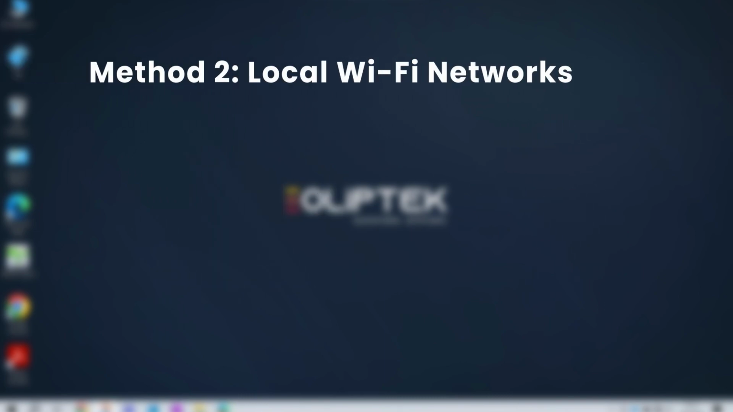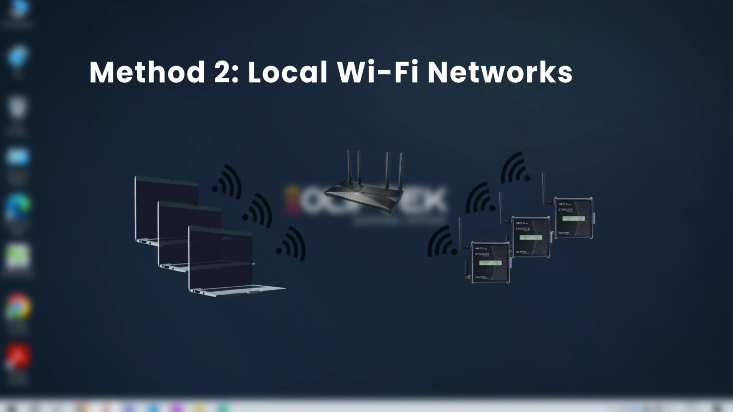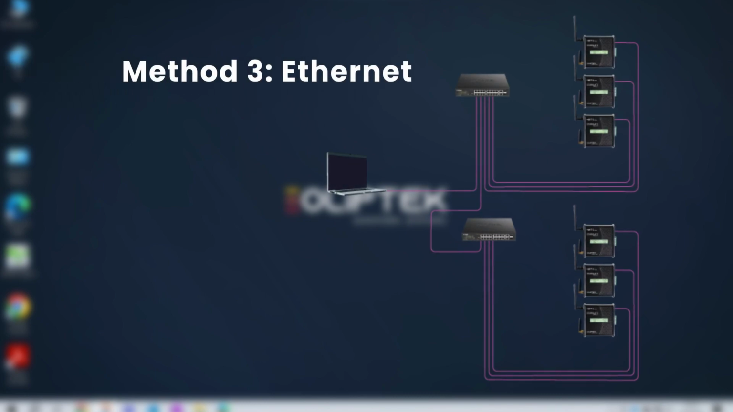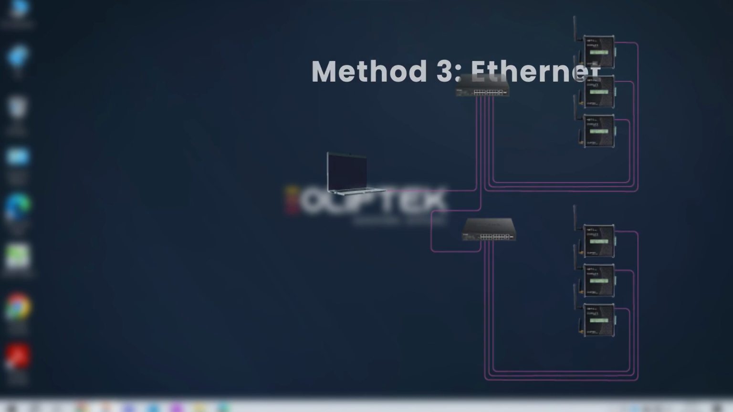The second method involves local Wi-Fi networks. In this method, the connection between clients and gateways is established via a Wi-Fi router. In the third method, communication between the client and the gateway is provided through Ethernet.